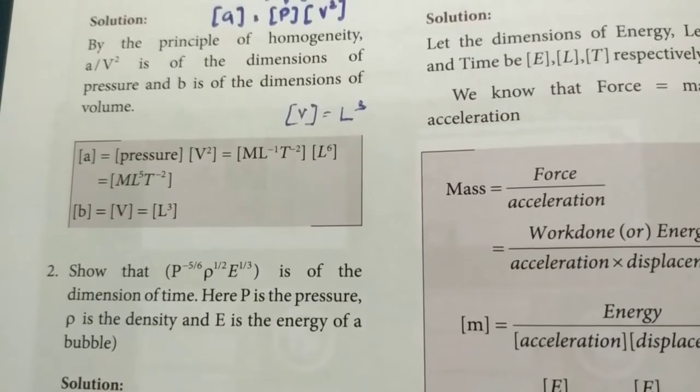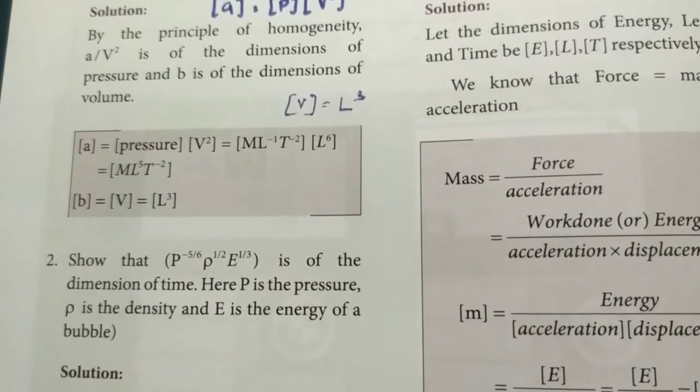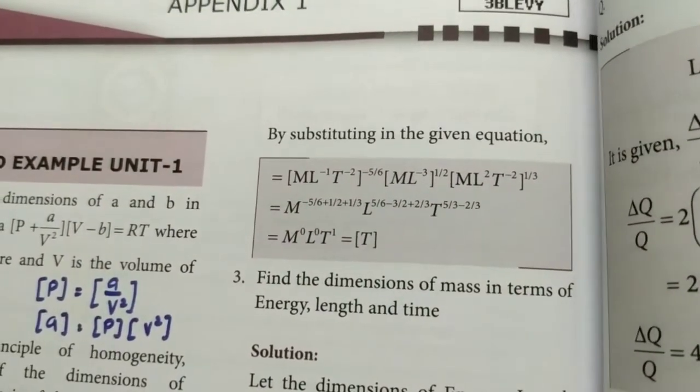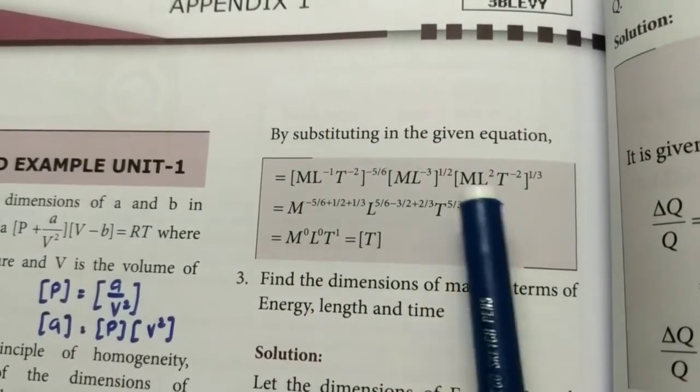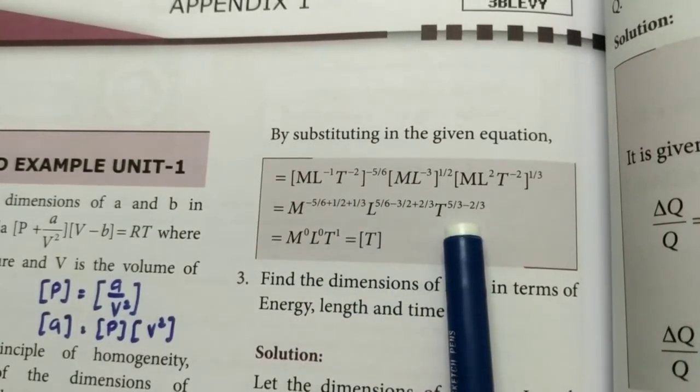Okay, so you must know the dimensions of pressure, density and energy. See that the dimension of pressure is M L power minus 1 T power minus 2, dimension of density is M L power minus 3, dimension of energy is M L square T power minus 2. We are going to substitute. Okay, so by substituting in the given equation we get, simply substituting and then collecting all those of M together and L together and T together.